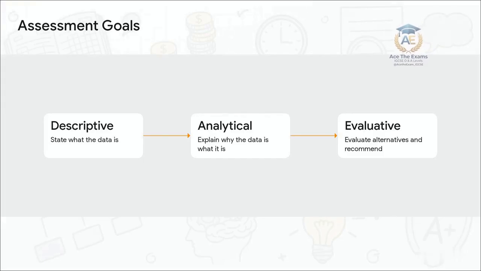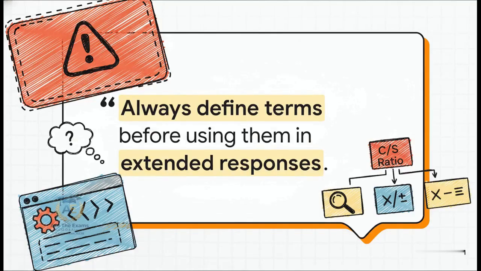It all comes down to the hierarchy of higher-order assessment objectives. Check this out. Level 1 is descriptive. That's just stating what the data is, yielding low marks. Level 2 is analytical, which is explaining why the data is what it is. But level 3? Level 3 is evaluative, and this right here is A-star territory. This demands evaluating alternatives, comparing different business approaches, and ultimately providing justified recommendations backed by your actual C/S ratio and margin of safety data.